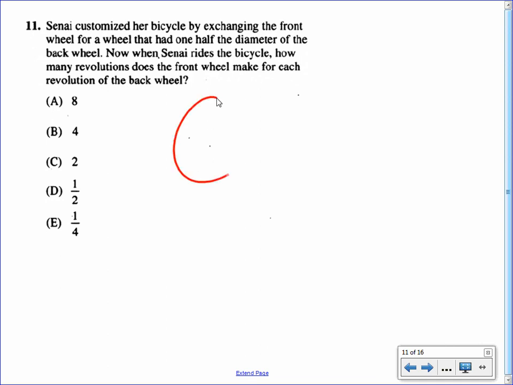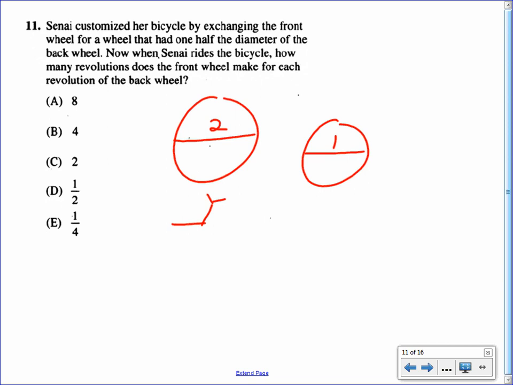Okay, so she exchanged it for one that's 1/2 the diameter. So let's just make up values. Let's say the original diameter was 2 and now the diameter is 1. And they want to know how many revolutions the front wheel makes for the back wheel. And now I'm really going to just draw a very bad bicycle.